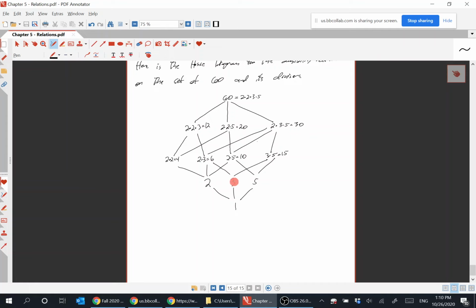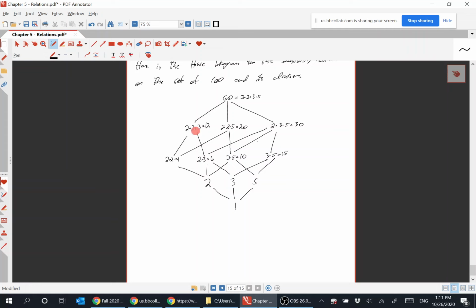Right, so 3 divides 15, it divides 30, and it divides 60. Just go upward from 3. 3 divides 6, divides 12, it also divides 30 going this way, and it also divides 60 going this way. But like 20 and 3, there's no path going from 20 down to 3. Nor is there a path going up from 3 to 20. 3 and 20 are incomparable, right? No path from 3 to 20.